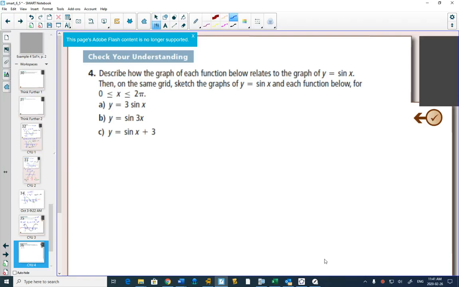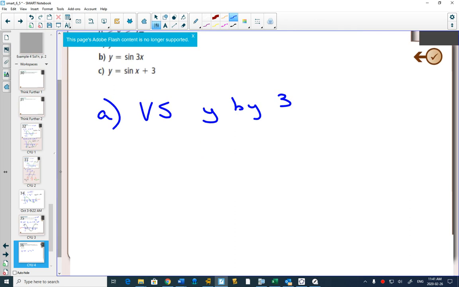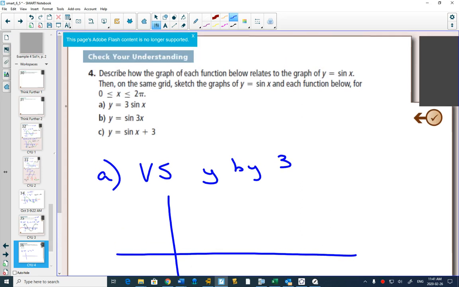So for each of these, we're going to sketch the graph. Now, in A, we have a vertical stretch, y values by 3. So when you go to change that, actually I'm going to give a preamble to this.